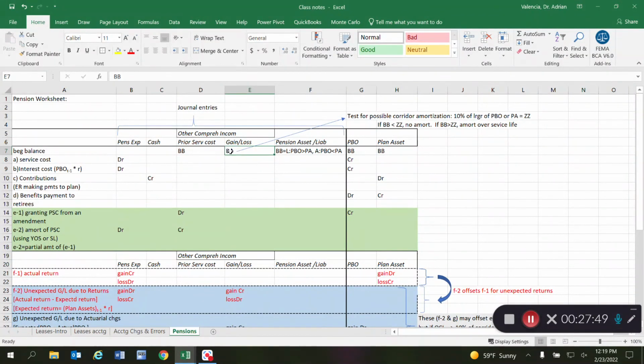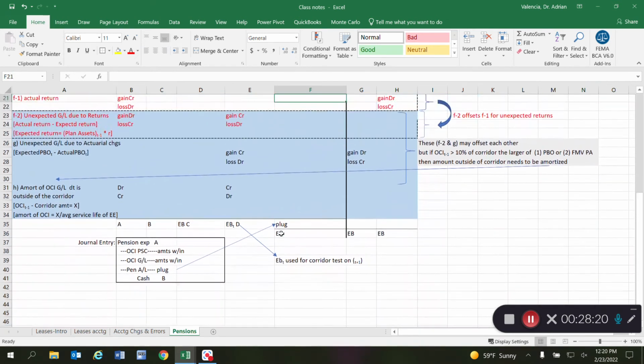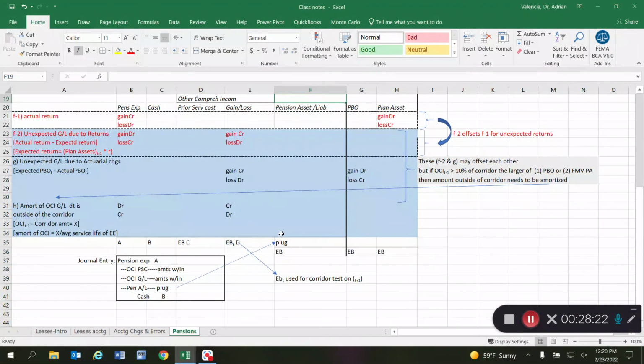If this beginning balance is less than the ZZ amount computed right here, then you don't have to amortize. You're within the corridor and you're okay. But if that BB amount, this amount right here, is greater than ZZ, then you're going to have to amortize over the service life. So this is kind of going full circle. This is what I was describing right here, and then what I just described right here. Hopefully that can help you in going through some of these problems related to pension obligations.